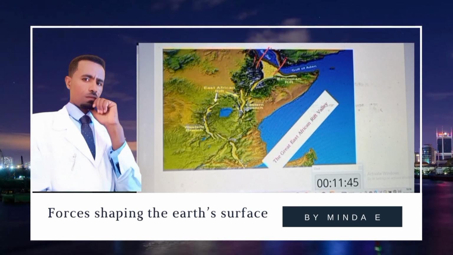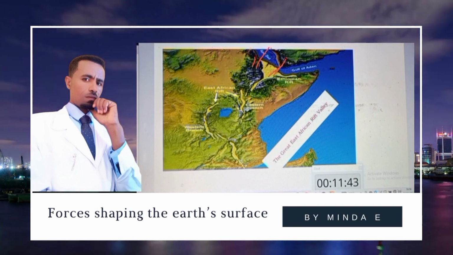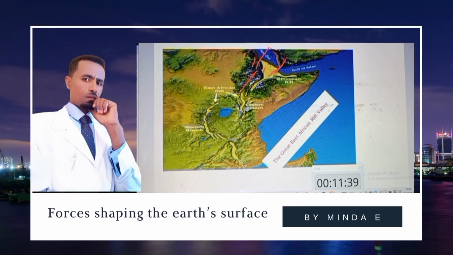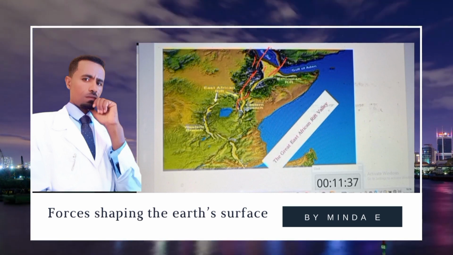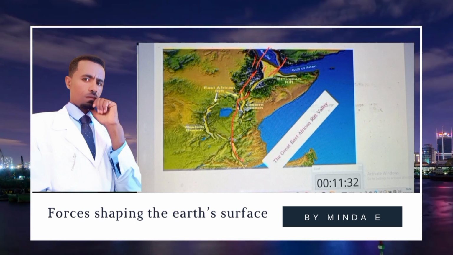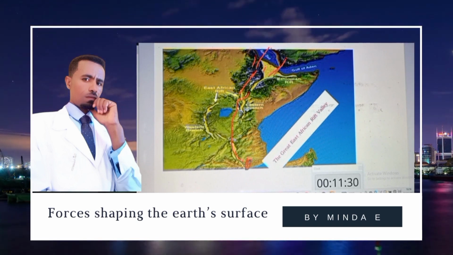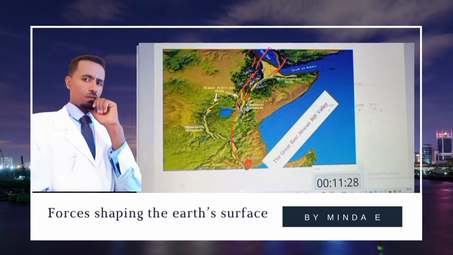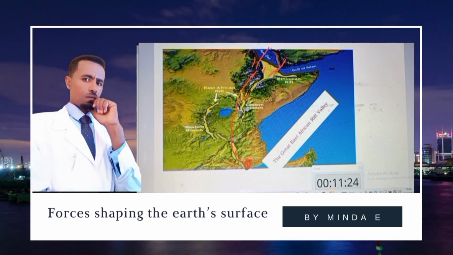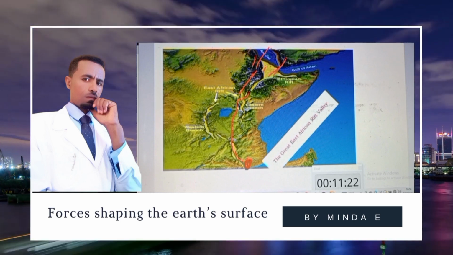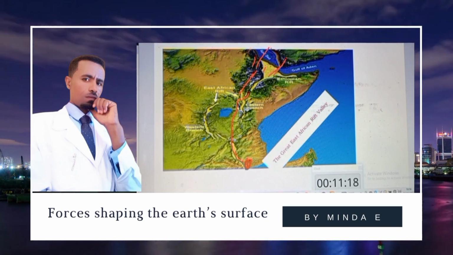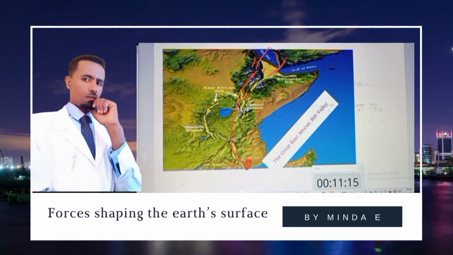It crosses the Red Sea, Eritrea, Djibouti, Ethiopia, and Congo, and extends to Mozambique. So it is the largest Rift Valley system in the world, covering about 7,200 kilometers.